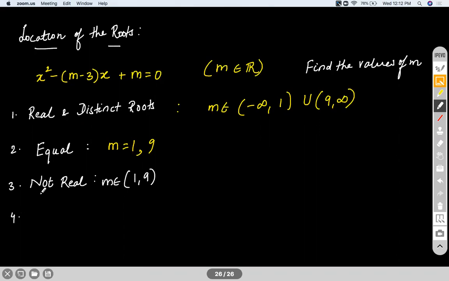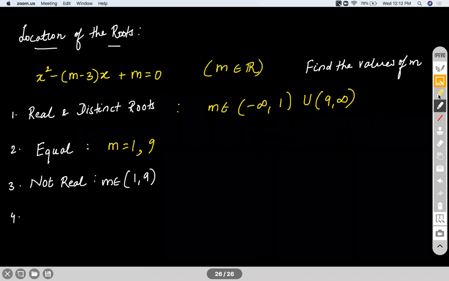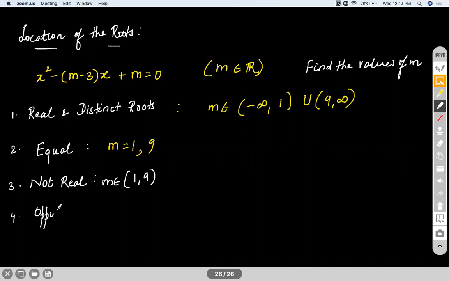As we move on, the complication will increase. Next is the roots are opposite in sign. Same as real and distinct, but hopefully not. One second, sir. Opposite in sign. Think carefully.